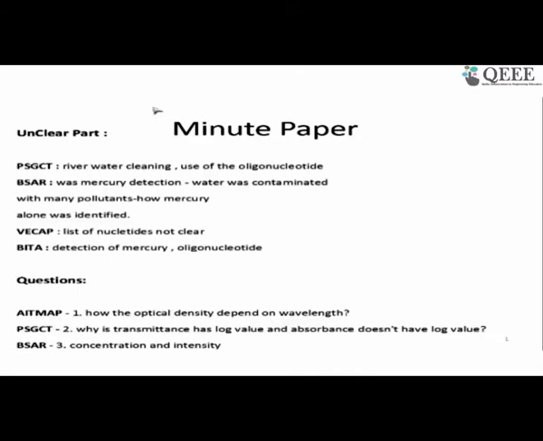The polluted water may contain many metal ions. Why mercury alone is detected? And what is this nucleotide doing there? And the last colleague also asked about detection of mercury by the oligonucleotide. So which means that basically the mechanism of detection was not very clear. So we will discuss that part today before we move to the next spectroscopic technique.